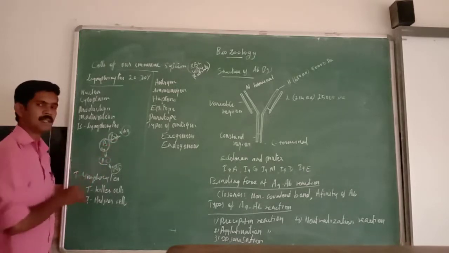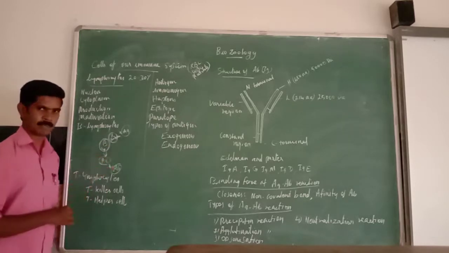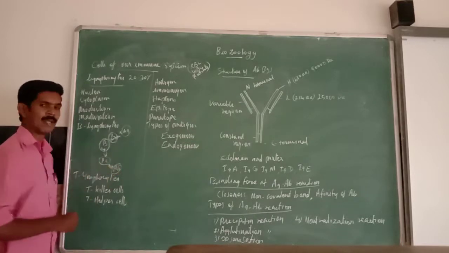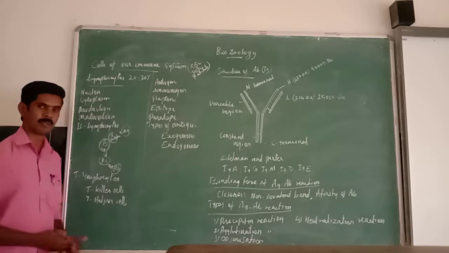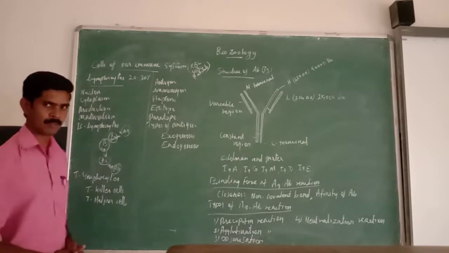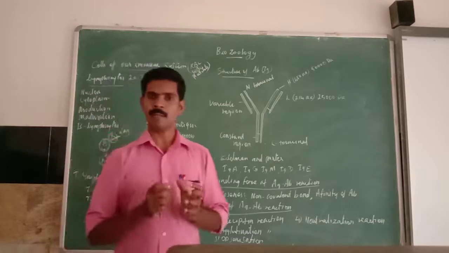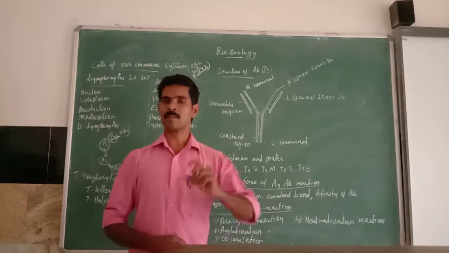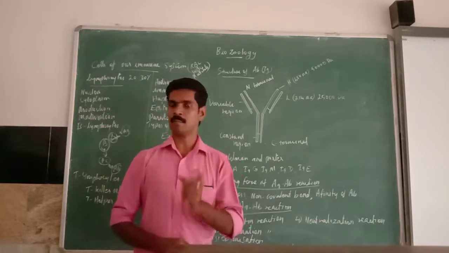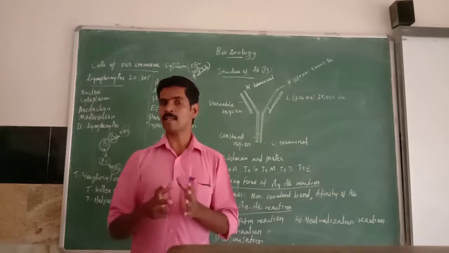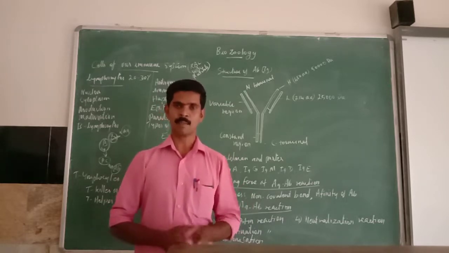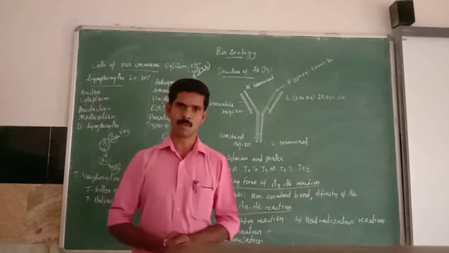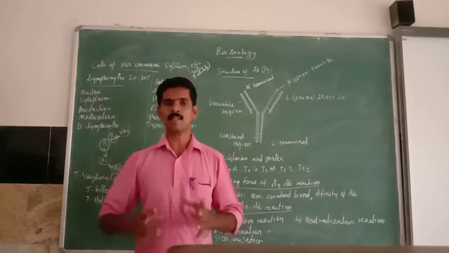This activated B lymphocyte immediately produces another cell, called plasma cells. These plasma cells produce a large amount of antibodies. Let me repeat this point: when a B lymphocyte contacts the antigen through the receptor protein on its outer surface, the B lymphocyte is activated. The activated B lymphocyte produces plasma cells, and the plasma cells produce a large amount of antibodies. These antibodies are then ready to fight the antigen.